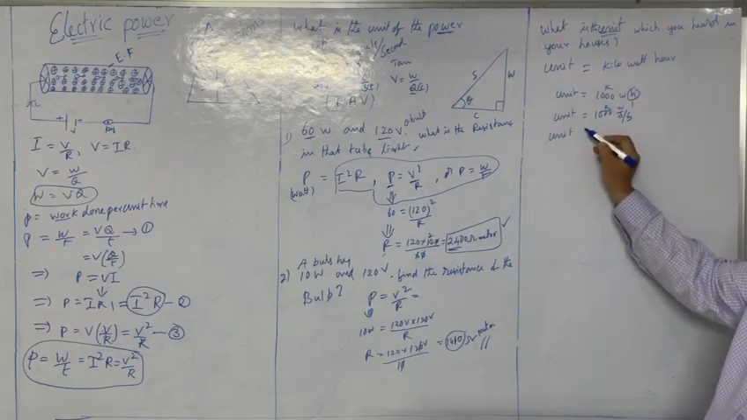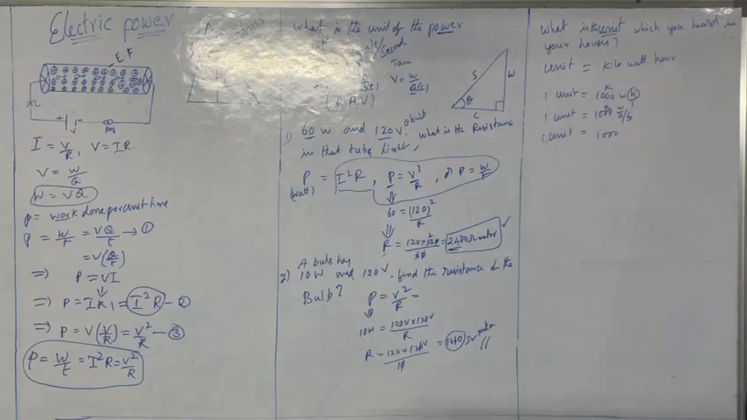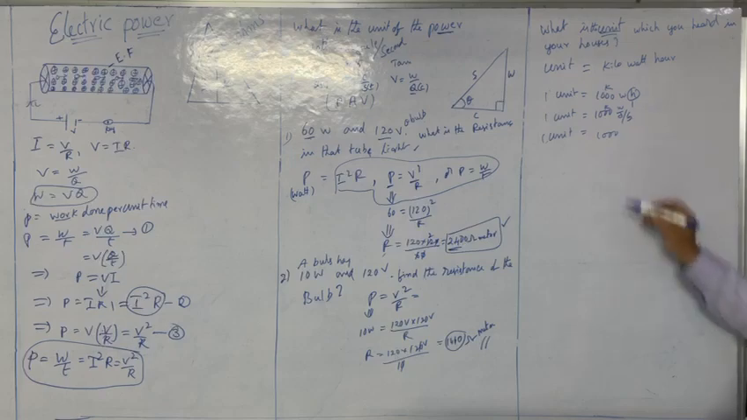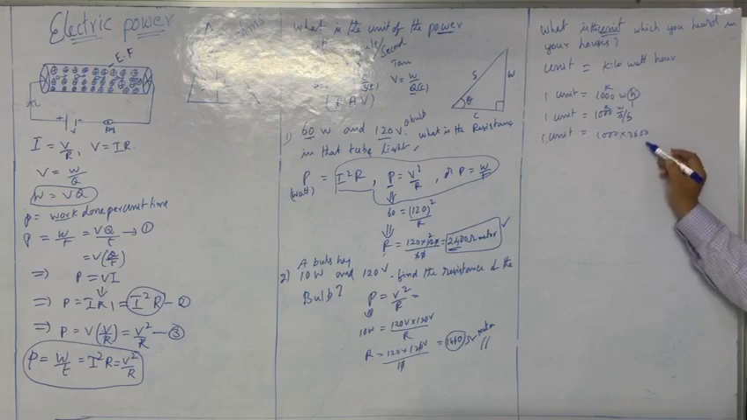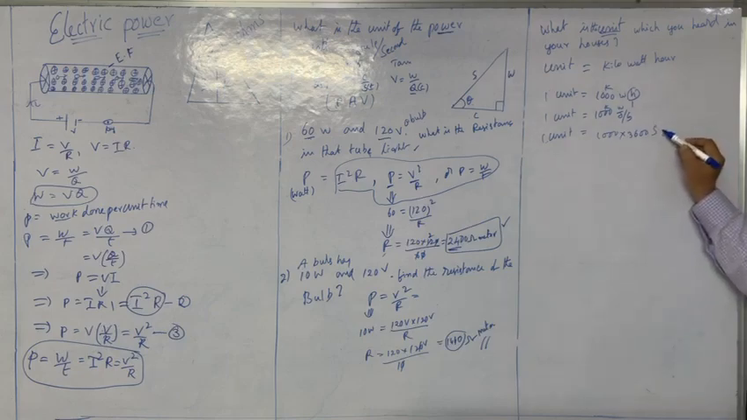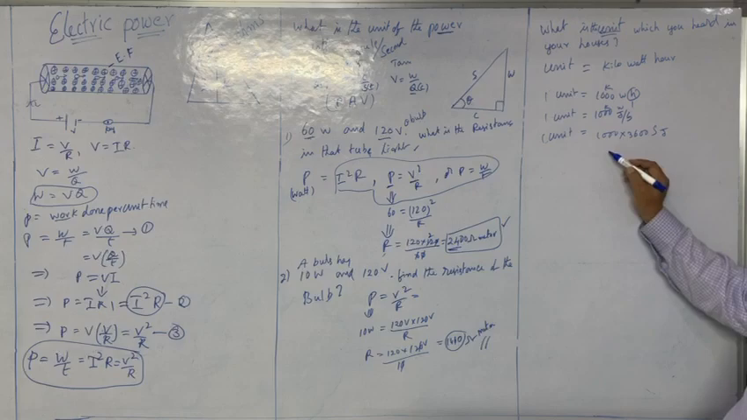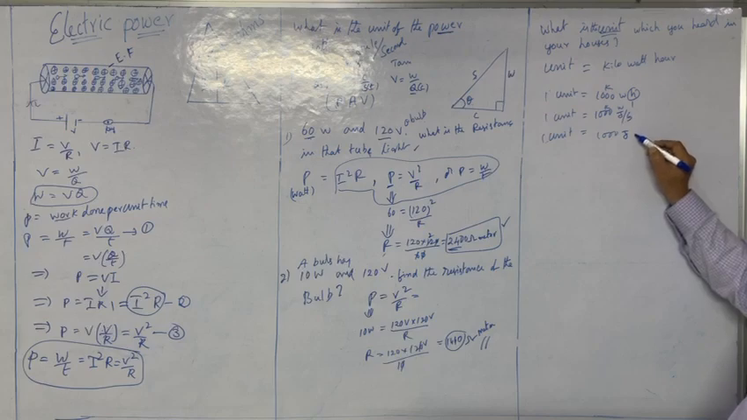One unit is equal to 1000 joules per second. And how many seconds in an hour? 3600 seconds, right? 3600 seconds into joules per second. 1000 joules into 3600 seconds.